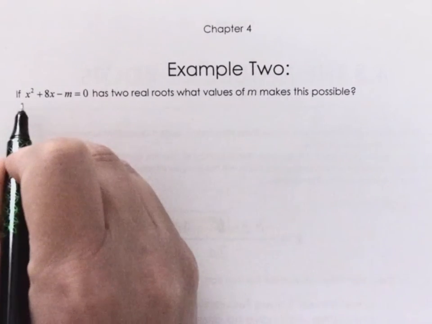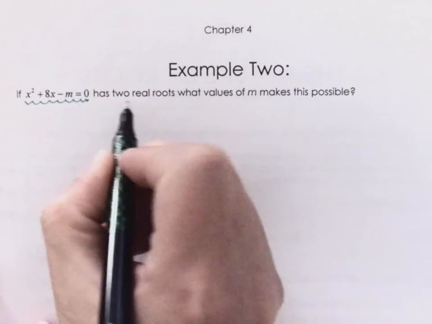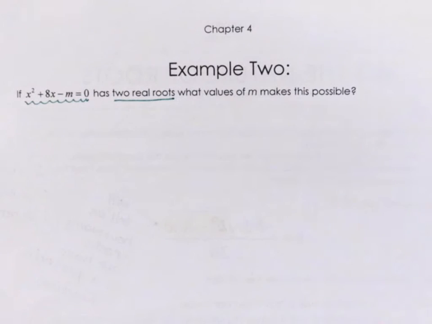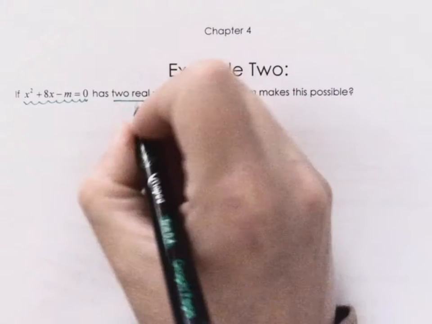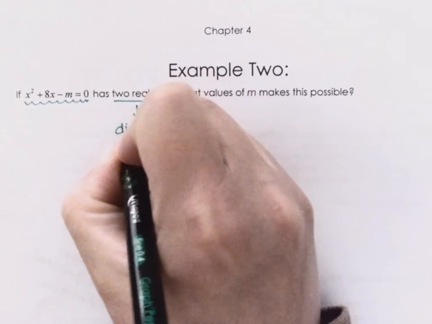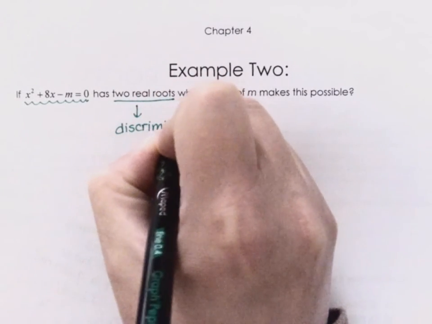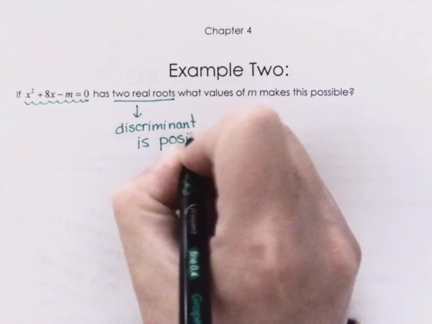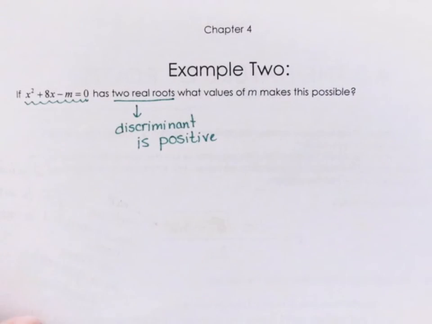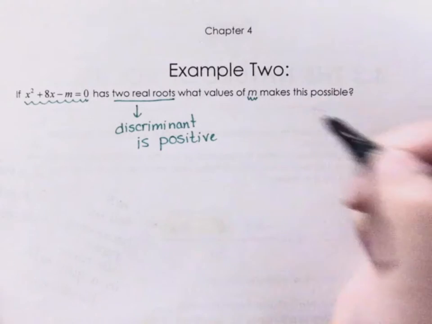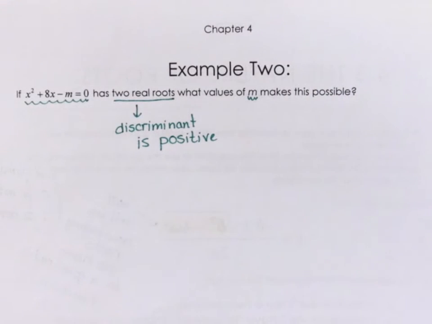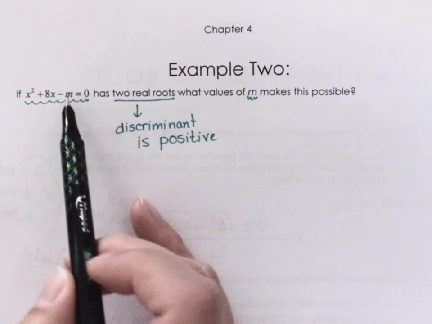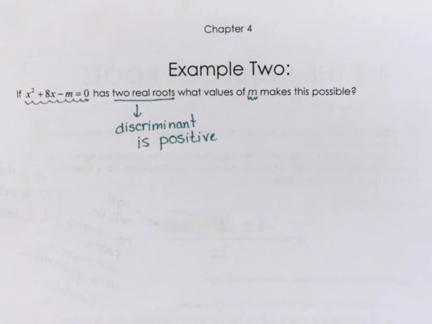Okay, so it says my quadratic here has 2 roots. So what do we know about the discriminant if it has 2 roots? It's positive. Okay, pretty easy, it tells me that. So it says, what values of m make this possible? Because I don't have a value for c in here, I only have a value for m.